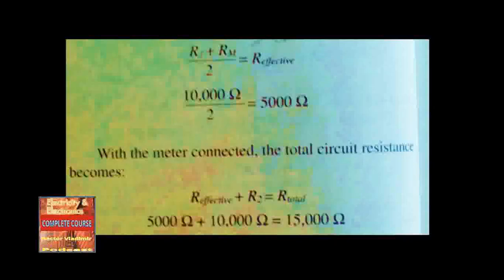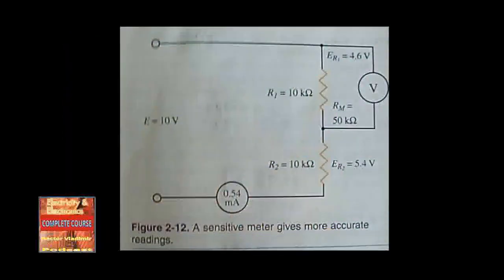Using Ohm's law, the current can be calculated at approximately 0.0067 amps. Using Ohm's law again, ER1 equals 3.35 volts and ER2 equals 6.7 volts. The meter has caused an error of more than 1 volt due to its shunting effect. To avoid an excess of errors resulting from this effect, a more sensitive meter should be used.